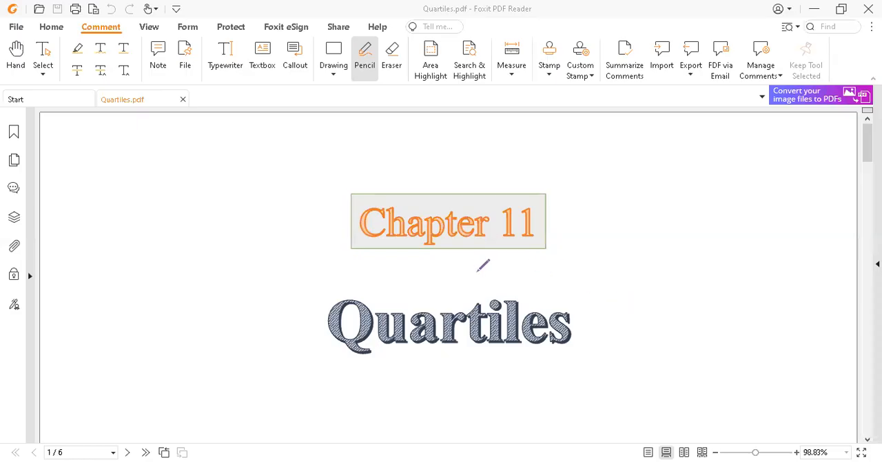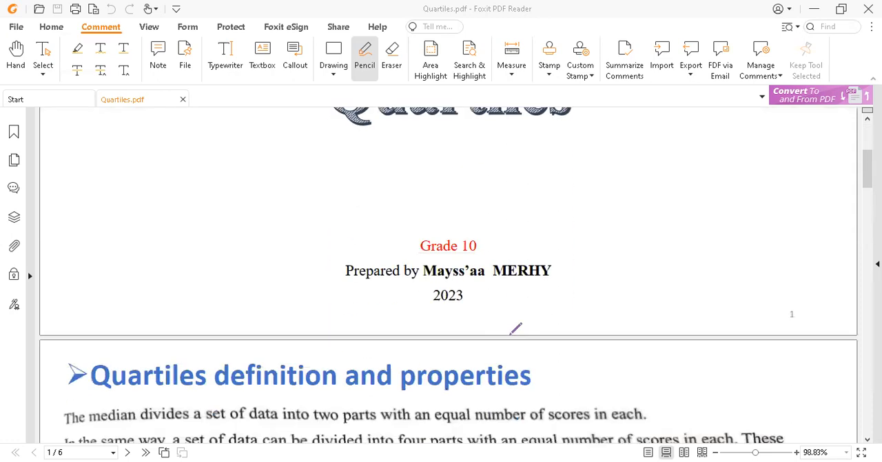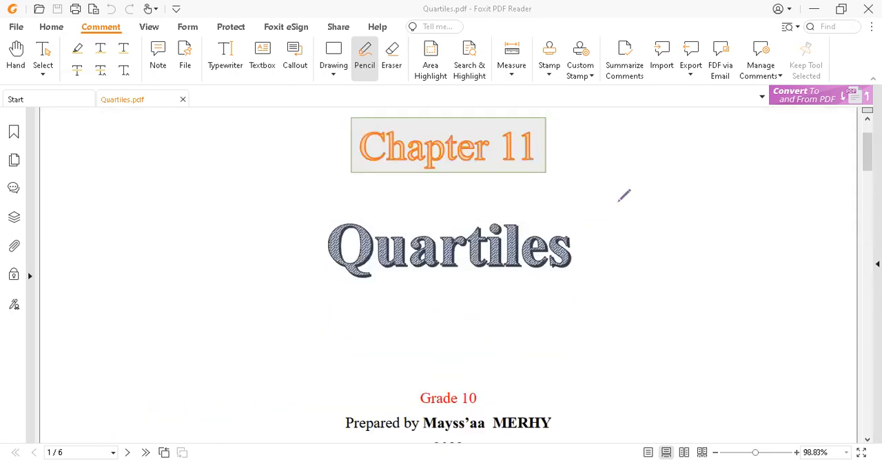Hi, everyone. In this session, we are going to explain different new concepts in the statistics field. So here, the quartile. What do we mean by quartile? Okay, quartiles. We have multiple quartiles.